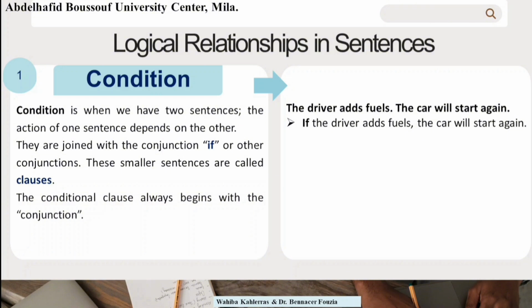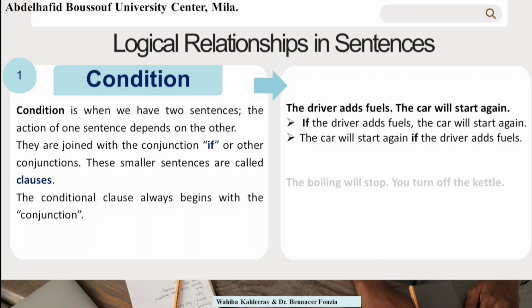We can name now the clauses. We have two types, as we said. One is subordinate. How do we know that it is subordinate? It includes a subordinating conjunction like if. So, where is the subordinate clause? If the driver adds fuel. Whereas the independent clause or main clause includes no conjunction. So, here it is: the car will start again. I can invert the subordinate and the main clause in the same conditional sentence and say, the car will start again if the driver adds fuel.